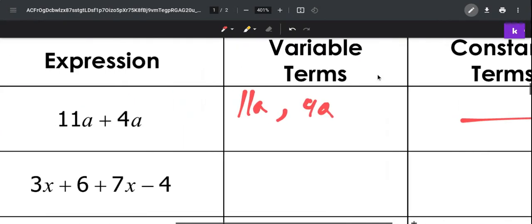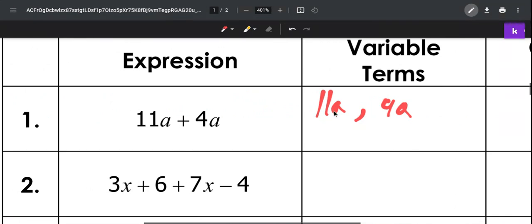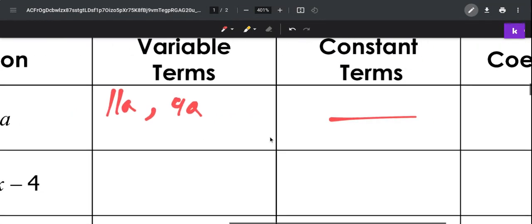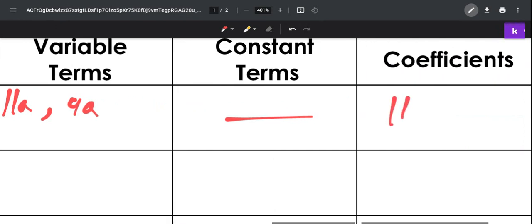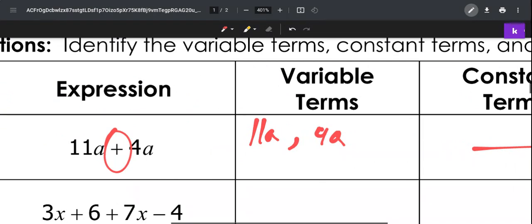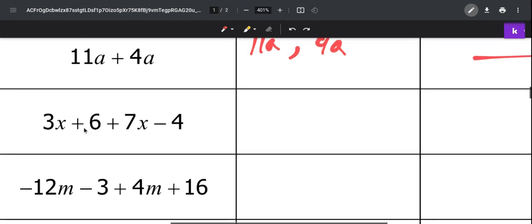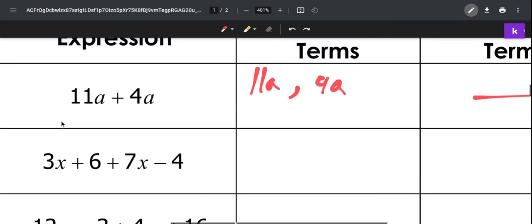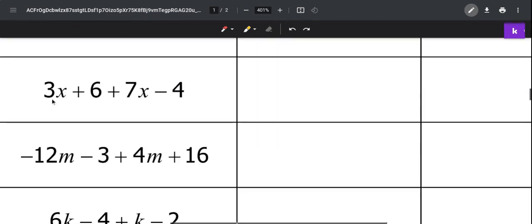All right, now last is the coefficients. The coefficients are what come before a. So that would be 11 and 4, and they would both be positive because there's a plus sign here, and there's no negative, so that means it's positive. All right, so let's do another one. The variable terms would be 3x and 7x together.